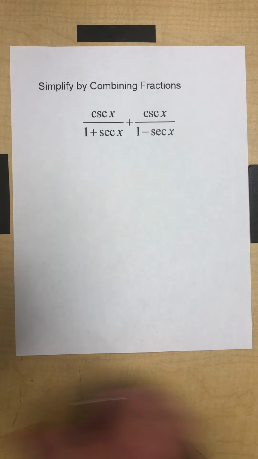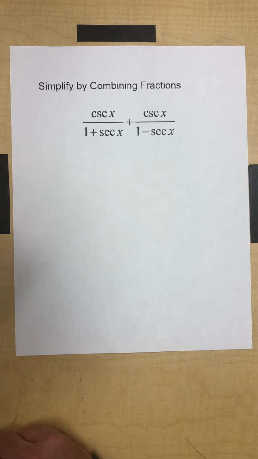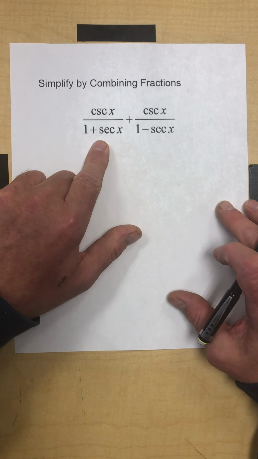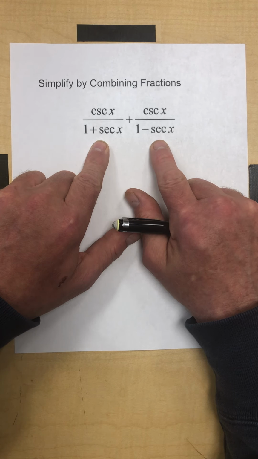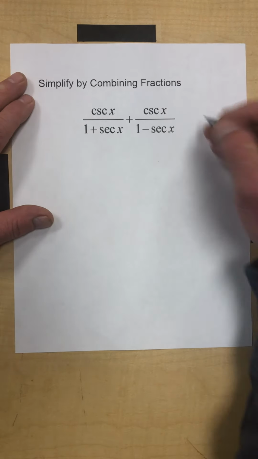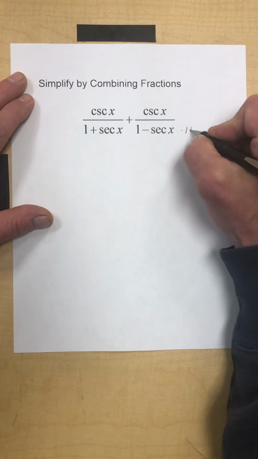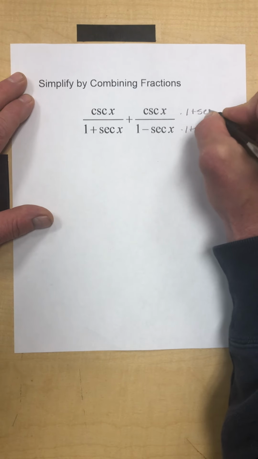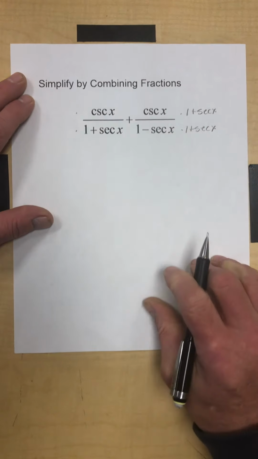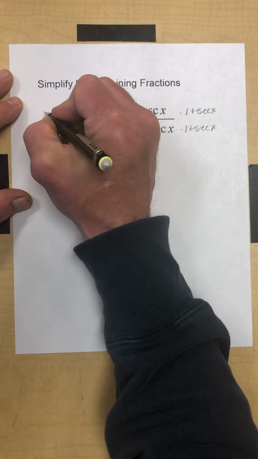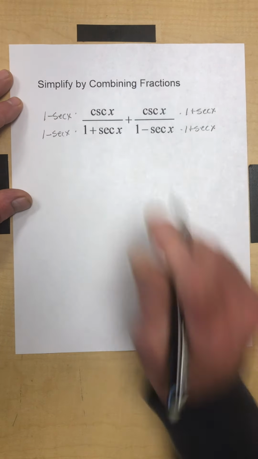Okay, let's see. Same sort of problem. So it seems that I've got a factor here of 1 plus secant of x. I got a factor here of 1 minus secant of x. So it seems to me the common denominator will be 1 plus secant of x times 1 minus secant of x. Okay, so over here I have to multiply by 1 plus secant of x above and below, 1 plus secant of x. And over here, I've got to multiply by 1 minus secant of x, 1 minus secant of x and 1 minus secant of x, like that.